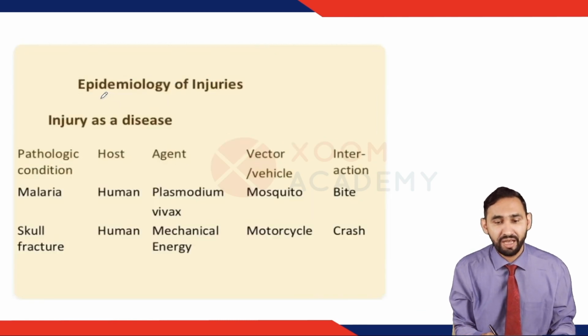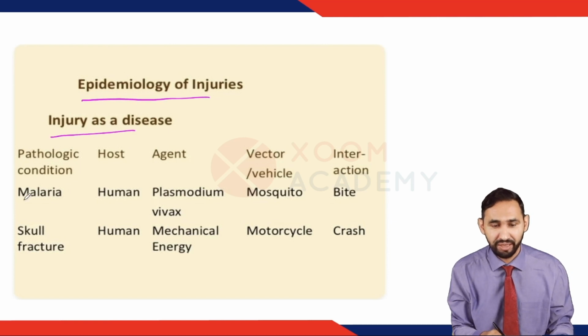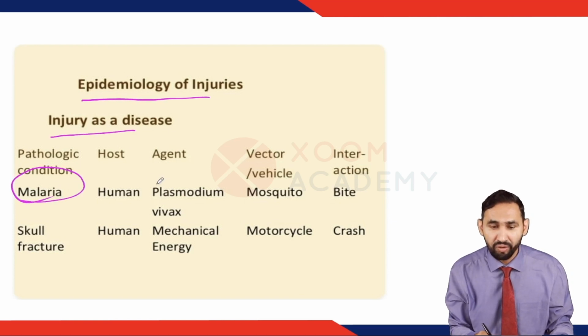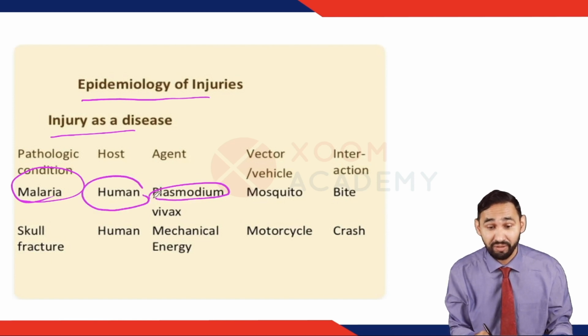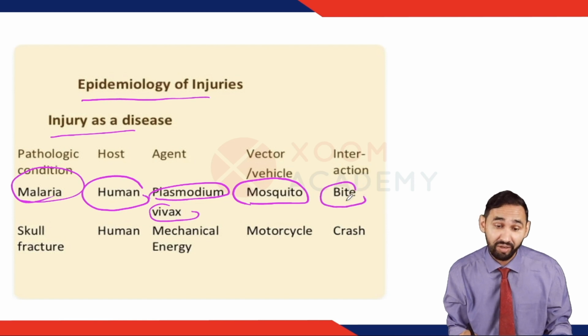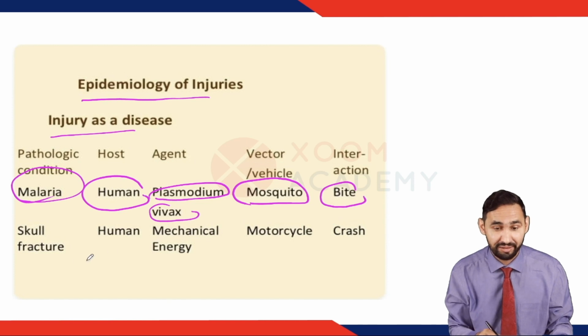And what is the epidemiology of injuries? Injury is a disease like malaria. The host of malaria is the human being. What is the agent? The agent is Plasmodium vivax, Plasmodium ovale, and the vector is a mosquito, the female Anopheles mosquito. The mosquito bites and transfers the disease to human beings, which causes malaria.